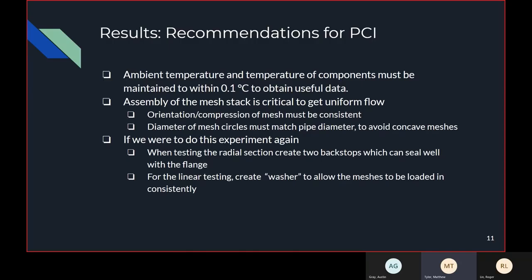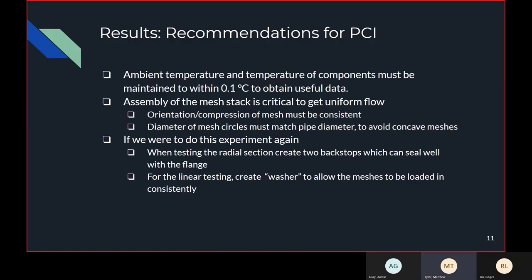Recommendations for PCI. Ambient temperature and the temperature of all components must be maintained within 0.1 degrees Celsius to obtain useful data. The assembly of the mesh stack is critical to get uniform flow. The orientation and compression of the mesh must be consistent, as well as the diameter of the mesh circles must match the pipe diameter to avoid any concave meshes.